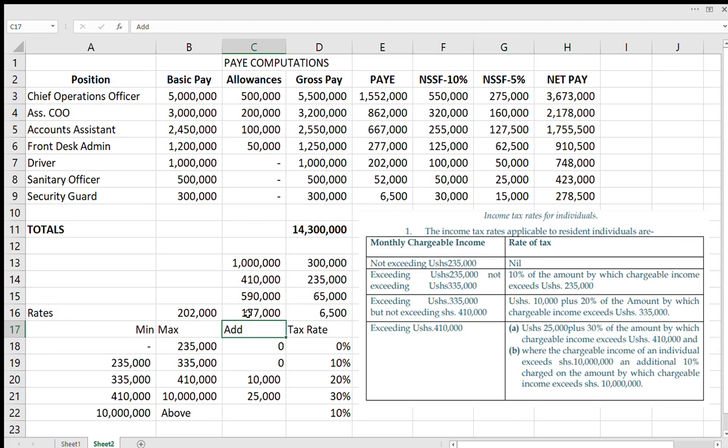But where they tell you plus 25,000, this is 25,000 plus 30% of the amount by which chargeable income exceeds 410,000. It means that after we have computed the 30% from the chargeable income, we shall have to add the 25,000. Or the other way is the 25,000 plus the 30% of the chargeable amount.